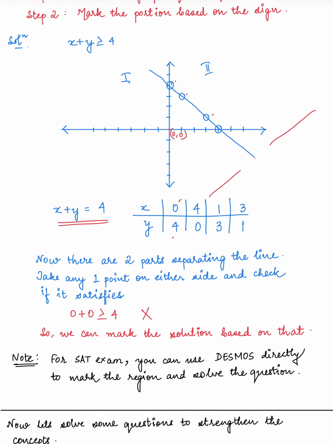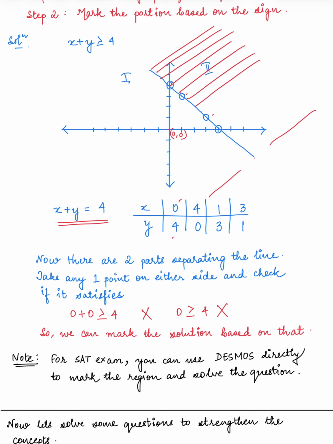Now 0 plus 0 is greater than or equal to 4. Is that correct? Because 0 greater than or equal to 4 is not correct. 0 is less than 4. So this is the part of the solution, which is part A, but that is not giving us the correct solution. So our solution will be this part of it, and we have to also include the line over here because it is greater than or equal to. Okay, so portion A or portion 2, that is the correct solution based on this.